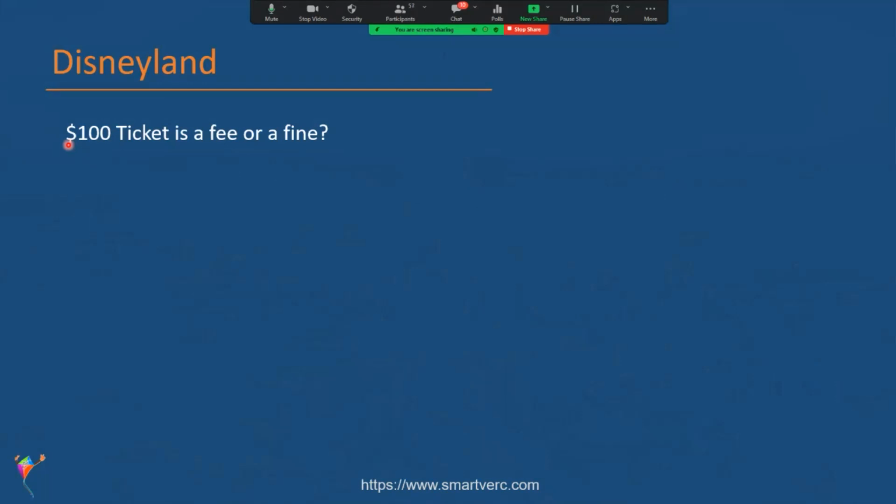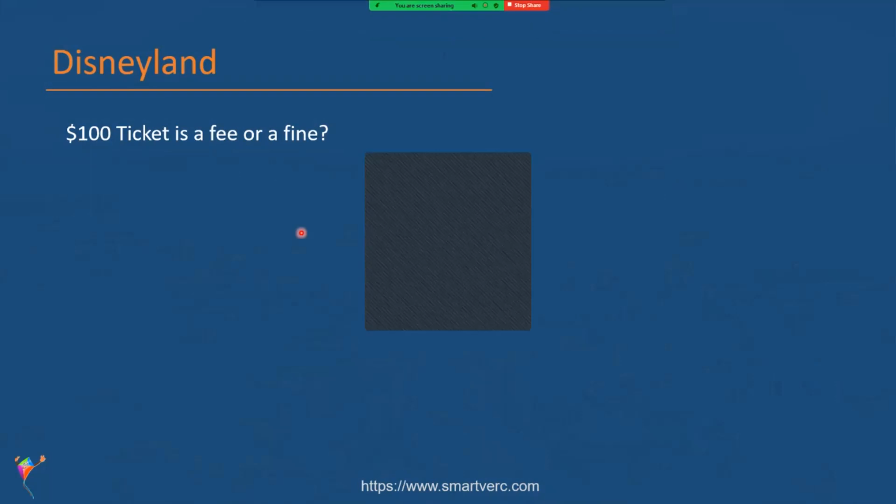So do you think it is a fee or a fine? What $100 you are paying? It is a fee, right? It is not a fine. You are not going to pay a fine. Fine means you should pay and you won't get anything. You made some mistake. When you are going to visit Disneyland, you are getting an opportunity for that, and you have to pay 8,000 rupees per ticket, per person.